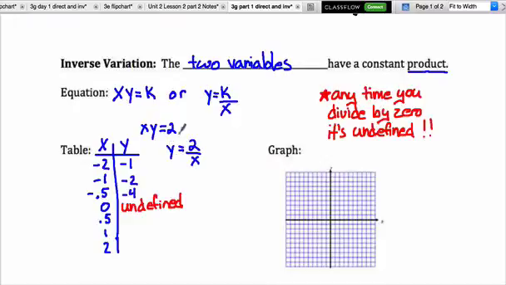If you were to type 2 divided by 0 into your calculator, it's going to say error. It won't say undefined, so you have to know that the reason it's saying undefined is because you're trying to divide by 0. All right, 2 divided by 0.5 is 4, 2 divided by 1 is 2, and 2 divided by 2 is 1. So let's go ahead and plot these points here.